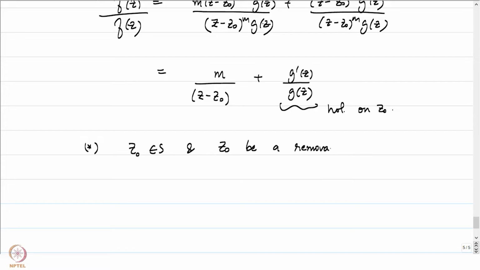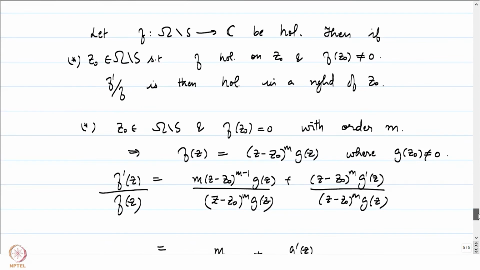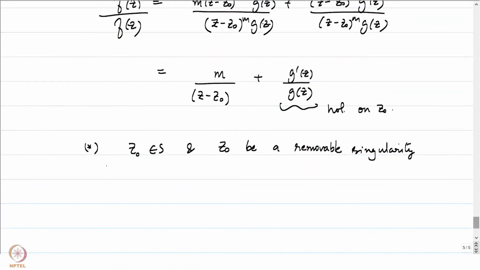A removable singularity is a singularity which can be removed, and after it is removed we get a function which is holomorphic across z0. Because of that, its behavior at the removable singularities is exactly the way it behaves at points where it is holomorphic. Then f prime by f behaves as above. So, let me not elaborate there.